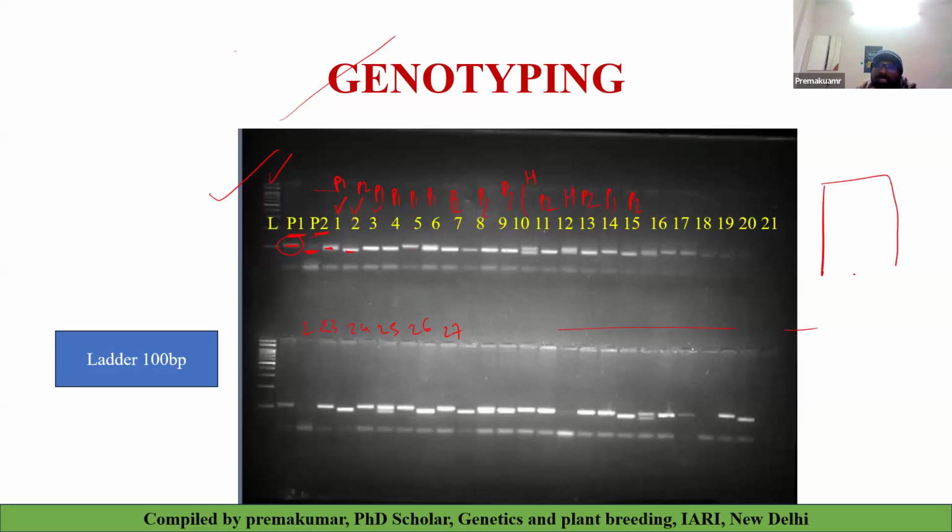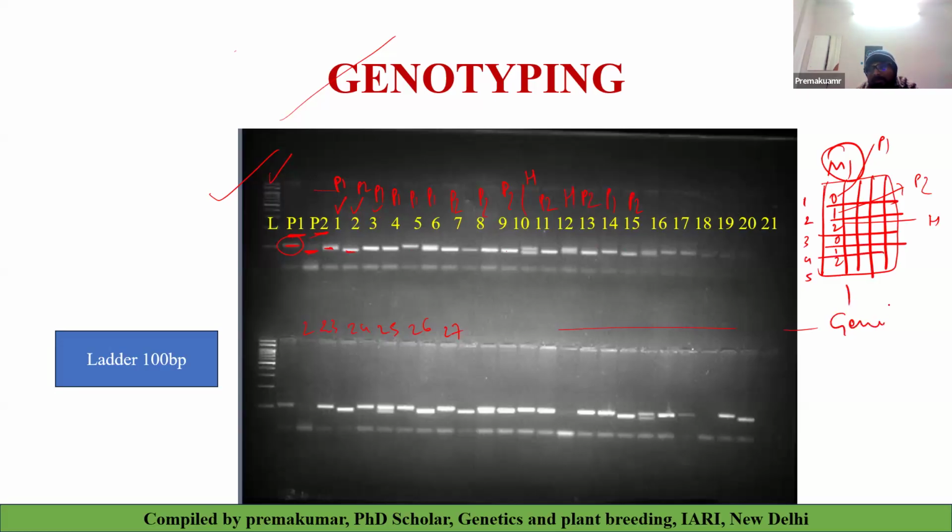Then you have to generate the data. Okay, marker 1, with scores 0, 1, 2. For example, 0 is parent 1, 1 is parent 2, and 2 is heterozygous. You have to give codes like this for individual 1, individual 2, individual 3, individual 4, individual 5, and marker. Then you have to generate genotypic data like this. You will generate one Excel sheet of scoring data. This will be called your genotypic data.